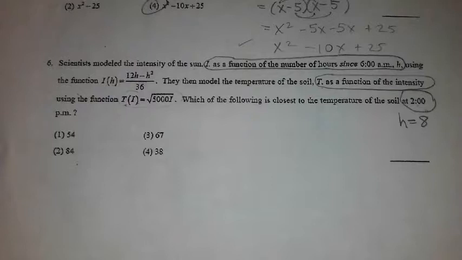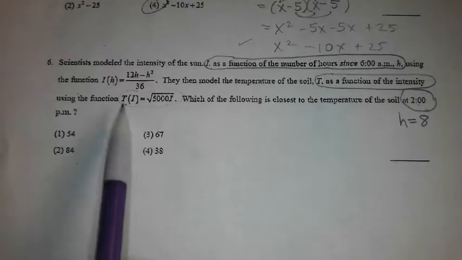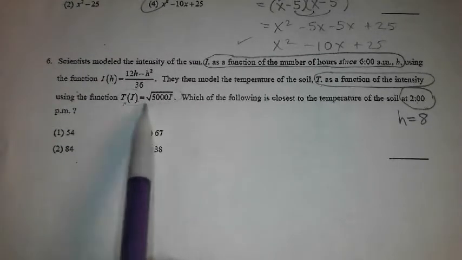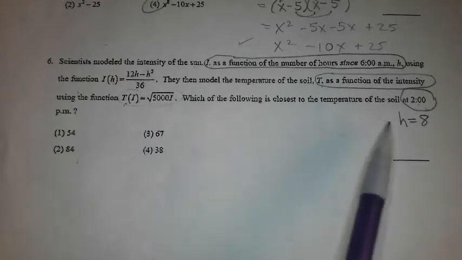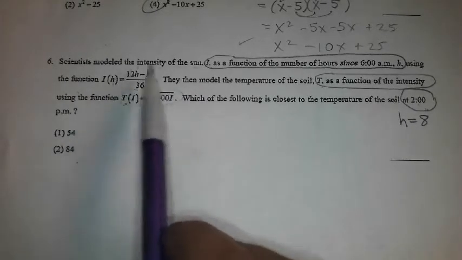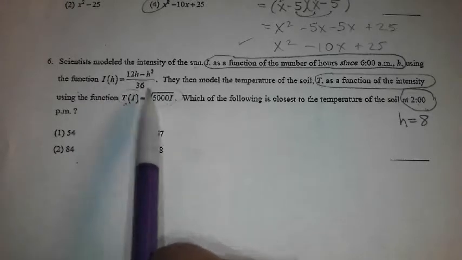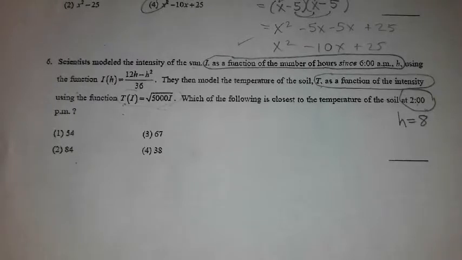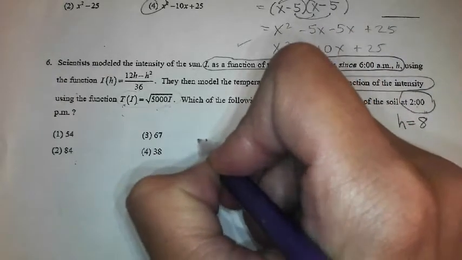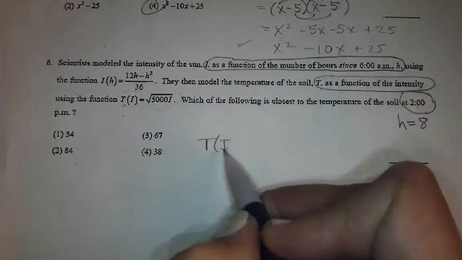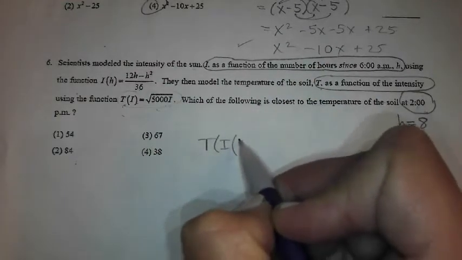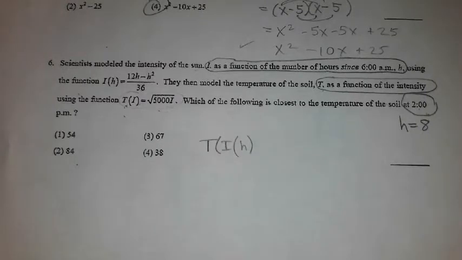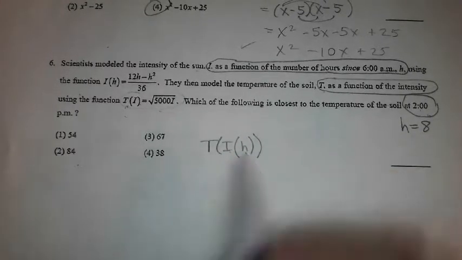So we're looking for really what the temperature of the soil is going to be in the 8th hour. Unfortunately, I can't get the temperature based on the H being 8. What I can do, though, is I can use the H to find the intensity, and once I find the intensity, I can plug it in here and find the temperature. Do you see the composition happening there? So really, I want to find T of I, but I don't know I. Because all I have is H.